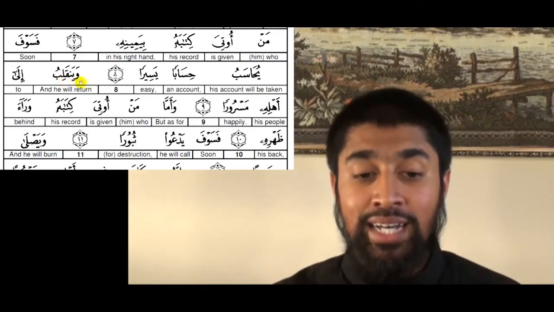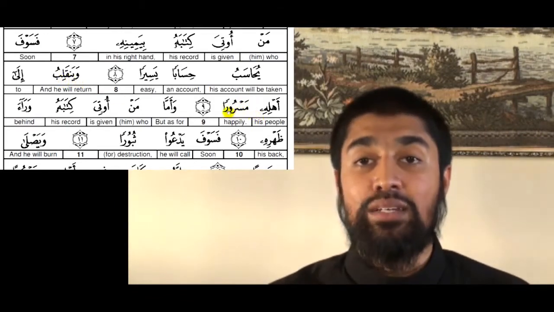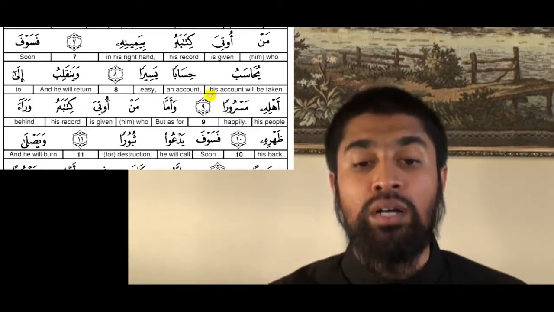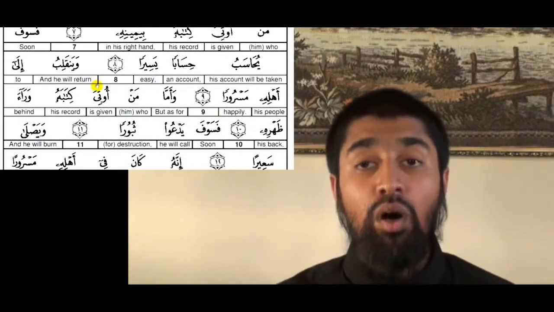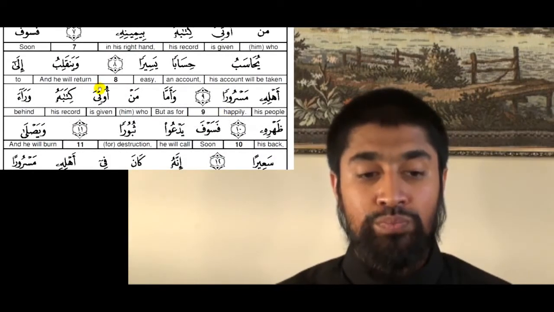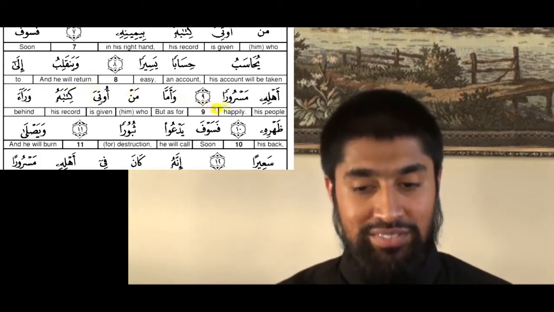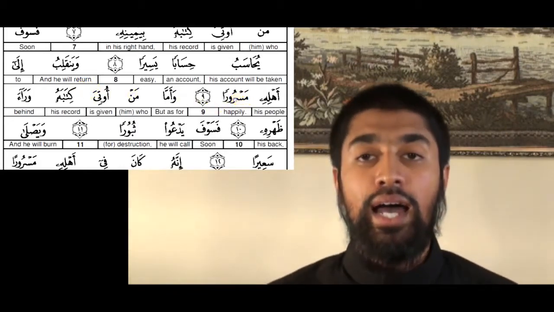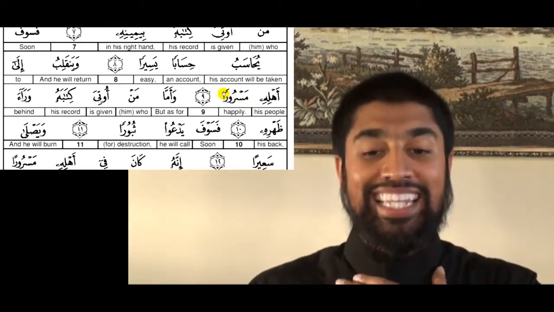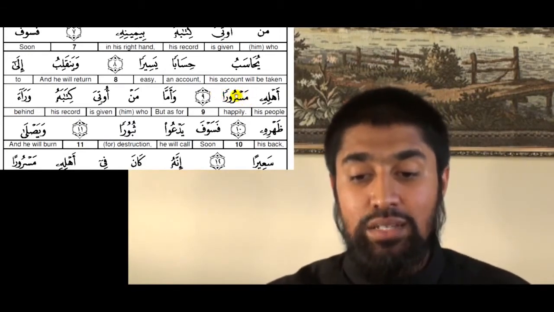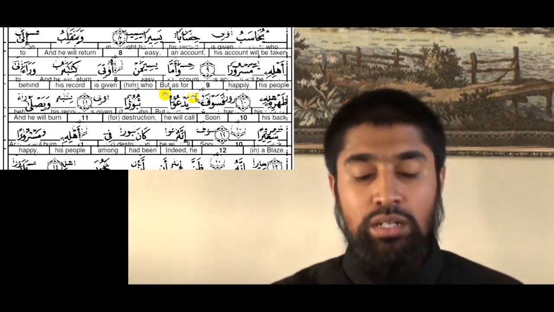Word by word, verse number 9. Wa yanqalib. Ila: minimum stretch here, you have an east to west. Ahlihi: stereo sound. Masrooraa.